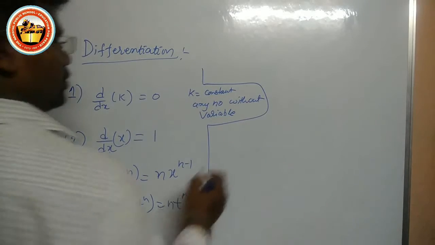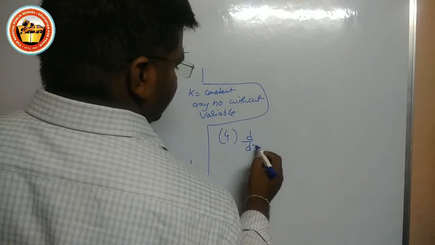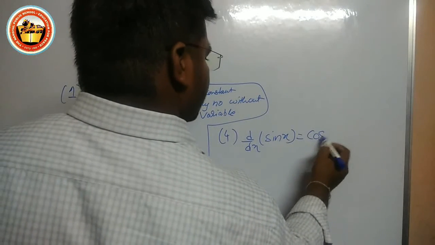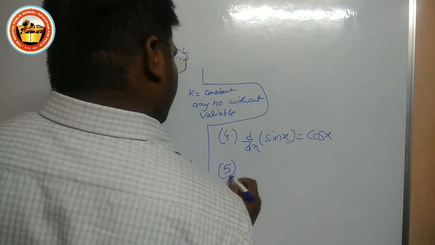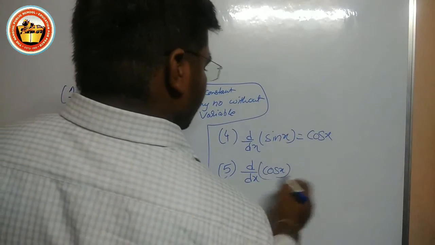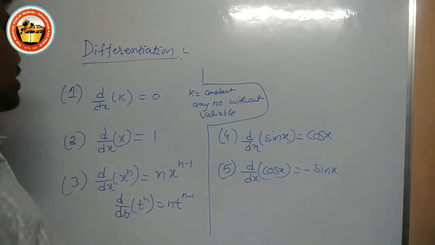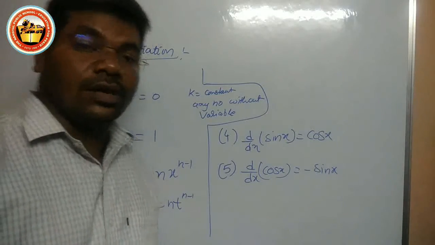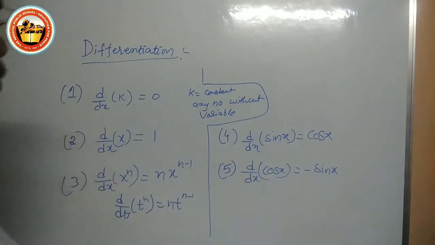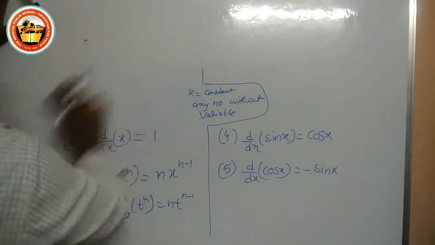Fourth one: d by dx of sin x is equal to cos x. Fifth one: d by dx of cos x is equal to minus sin x. These are the formulas you must learn. Please copy them from the board: 1, 2, 3, 4, 5.